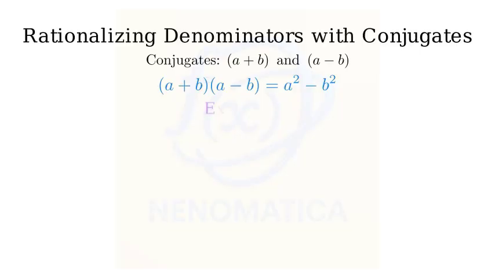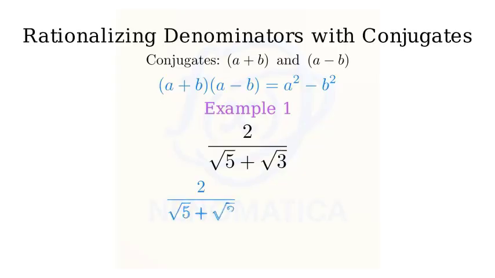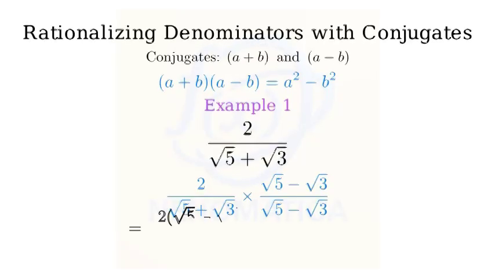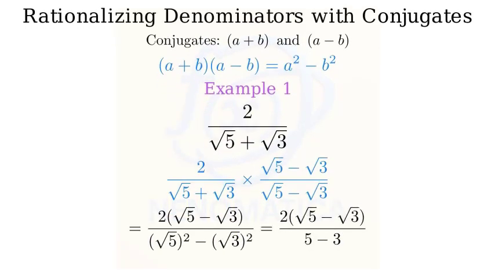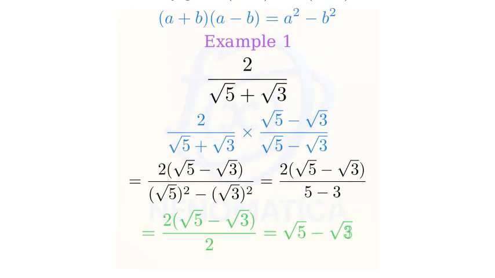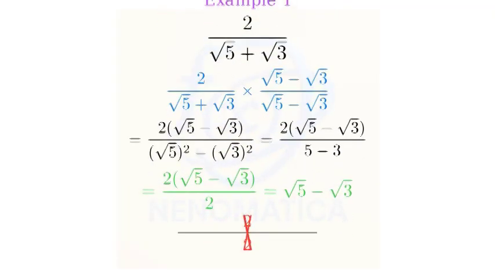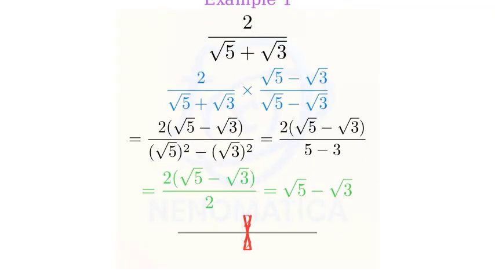Example 1. Rationalize the denominator of 2 divided by the square root of 5 plus the square root of 3. Multiply the top and bottom by the conjugate, which is square root of 5 minus square root of 3. The denominator becomes 5 minus 3 by the difference of squares rule. Now simplify and cancel the common factor of 2 to get the final result. Notice how the denominator became 2 and cancels with the numerator's 2. That cancellation is what cleans the denominator.